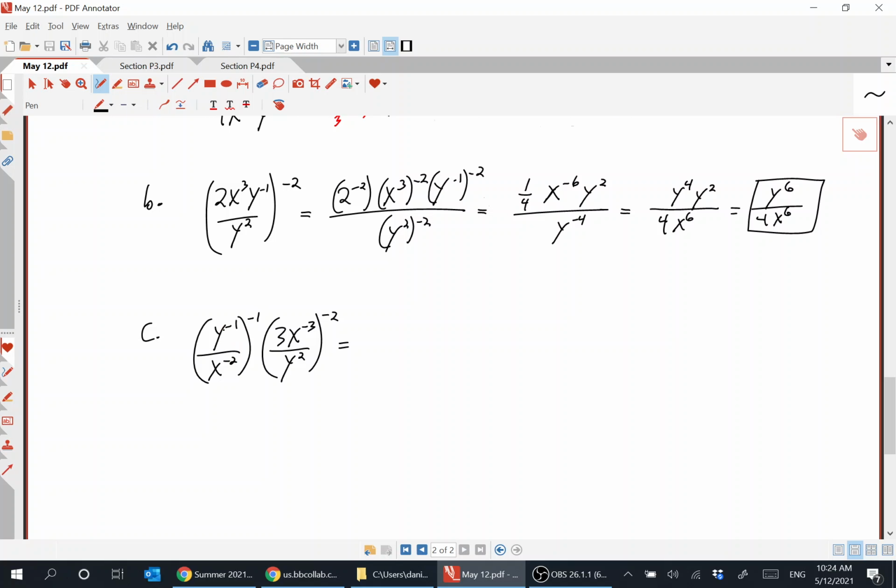Distribute through the exponent. So y to the minus 1 to the minus 1 is just y. X to the minus 2 to the minus 1 is x squared. 3 to the minus 2. X to the minus 3 to the minus 2 is x to the 6th. Again, multiplying the exponents. And then y to the 2 to the minus 2 is y to the minus 4.